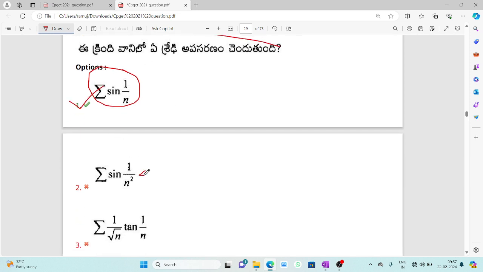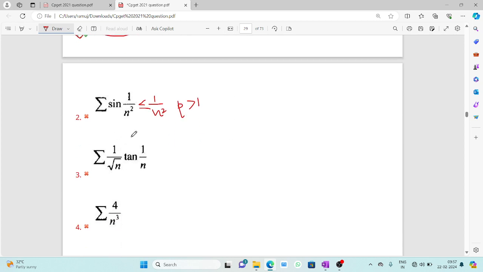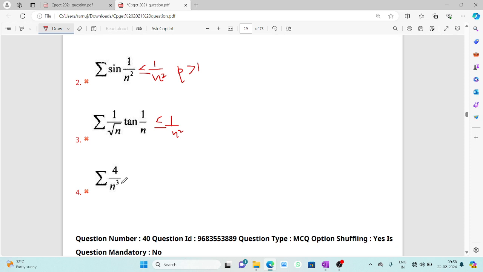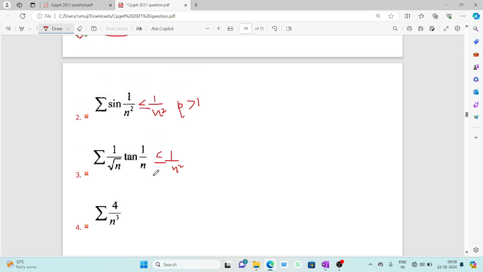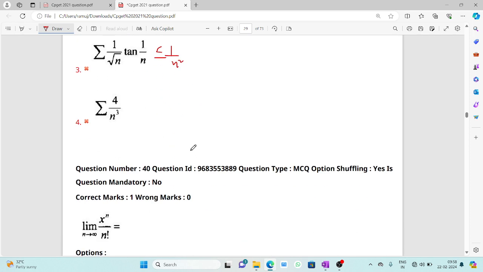You can clearly see that if you write 1 by n square here, P is greater than 1, so this is a convergent series. By the P series test, 1 by n square is convergent. Likewise 4 by n cube is also convergent because P is greater than 1. So by applying the P series test, we can say that those three options are convergent series.